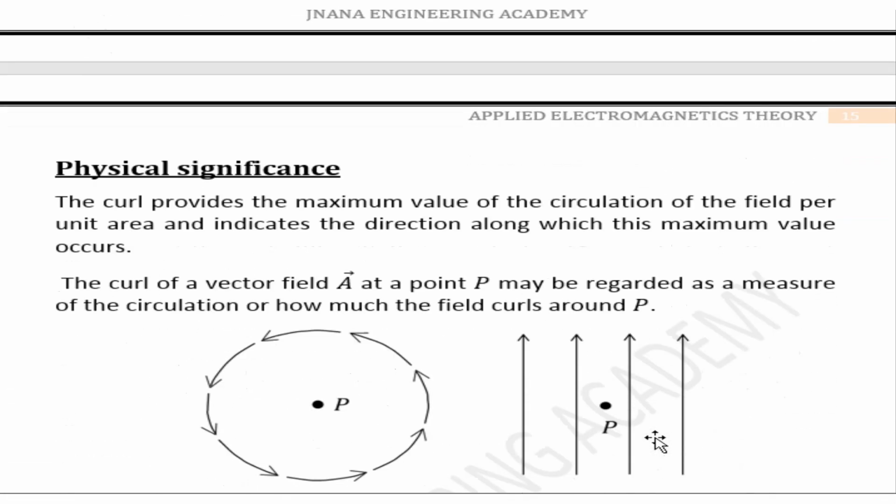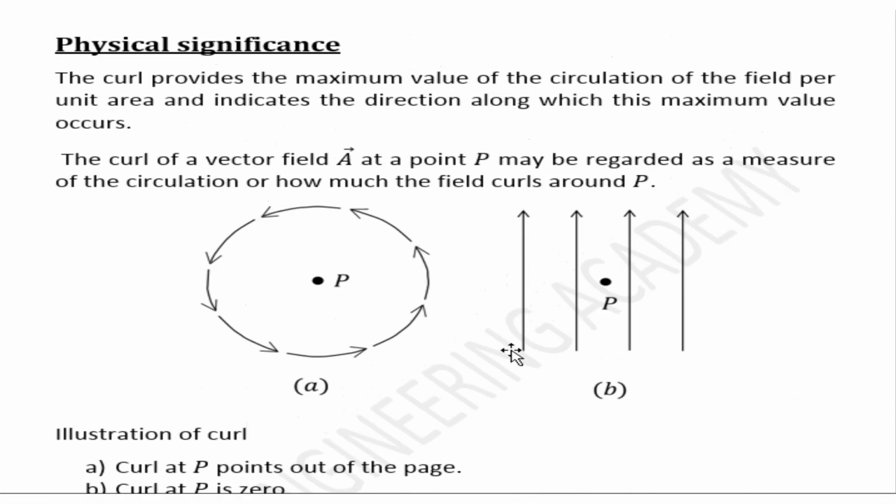Now we move on to the physical significance of curl. What is the physical significance of this parameter? Actually, the curl provides the maximum value of circulation of the vector field per unit area, and it indicates the direction along which this maximum value occurs. See here, two cases are given, case A and case B.